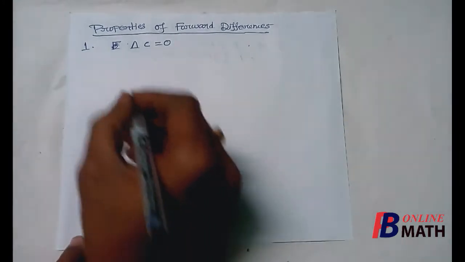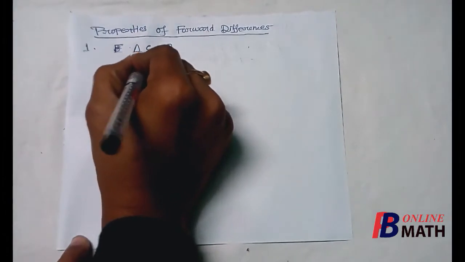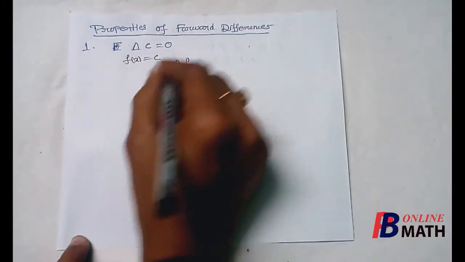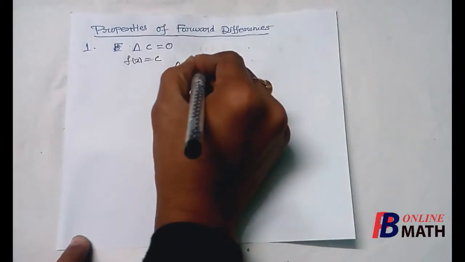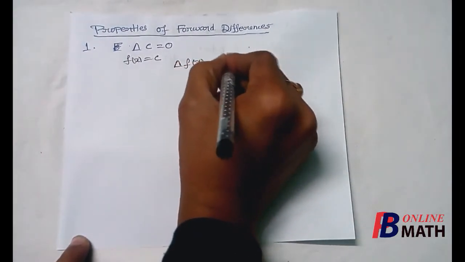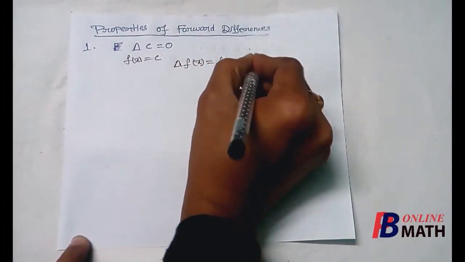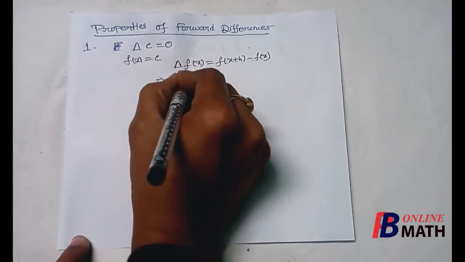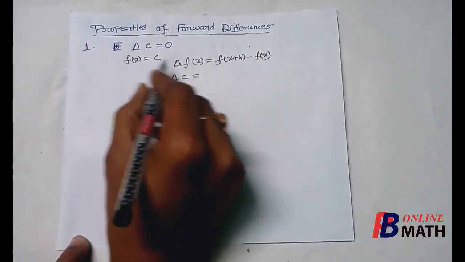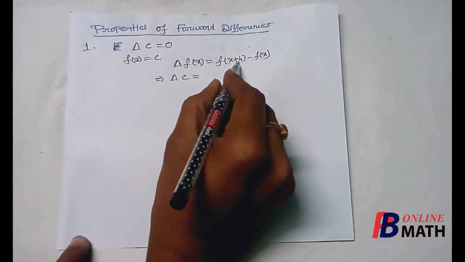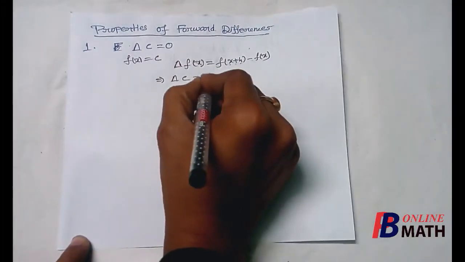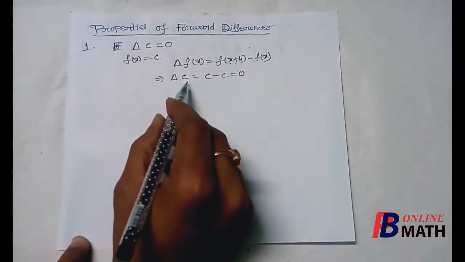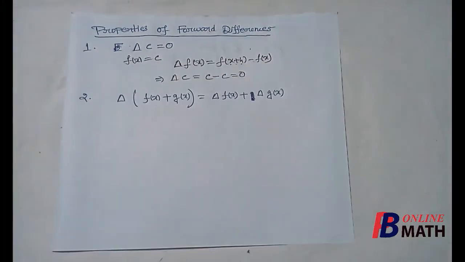The proof is very simple. Suppose f(x) equal to c, so f(x) is a constant function. Now if we apply this delta on f(x), then we shall get f(x plus h) minus f(x). Now if f(x) equal to constant c, then f(x plus h) is again equal to c. So it is c minus c, that is 0. So the forward difference of any constant is equal to 0.